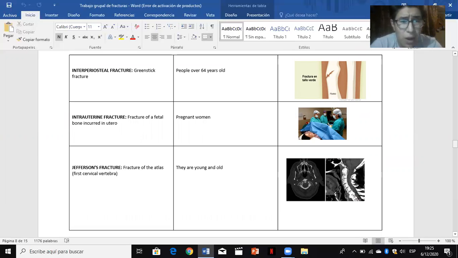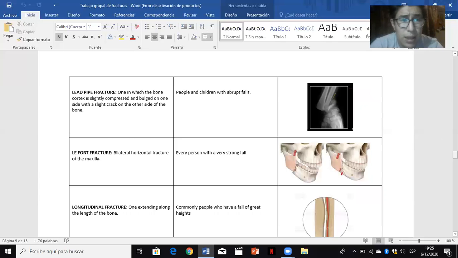Jefferson's fracture: fracture of the atlas, the first cervical vertebra. People at risk: the young and old. Lead pipe fracture: the bone cortex is compressed and buckling on one side, with a slight crack on the other side of the bone. People at risk: people and children with falls.